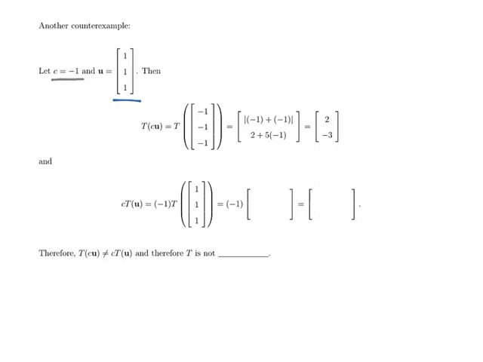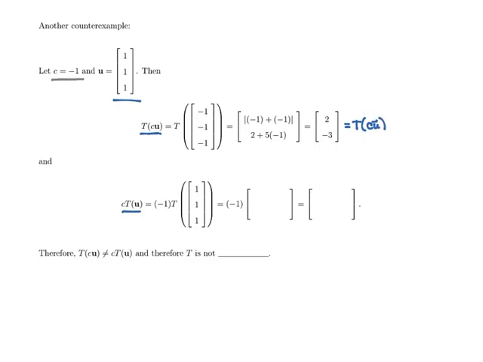We're going to look at T of Cu and C of Tu and show that they're not the same. So first let's look at T of Cu. T of negative 1 times 1, 1, 1 is T of negative 1, negative 1, negative 1. And that's going to be the absolute value of negative 1 plus negative 1, which is the absolute value of negative 2, which is 2. And then 2 plus 5 times negative 1 is negative 3. So here is T of Cu.